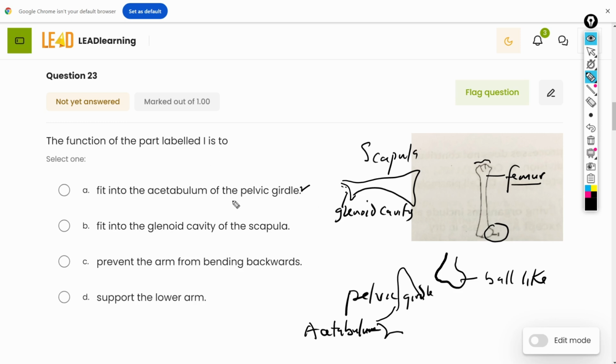We have our answer here, but let's check the others. B says fit into the glenoid cavity of the scapula, but like I said, this bone is not the humerus. It's the humerus that fits into the glenoid cavity of the scapula. This bone is the femur. So option A is our answer.